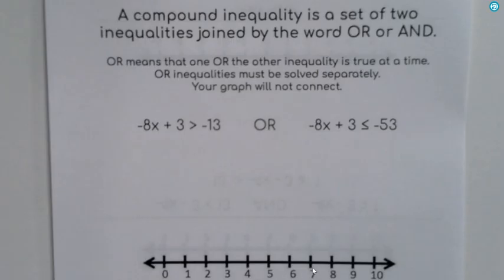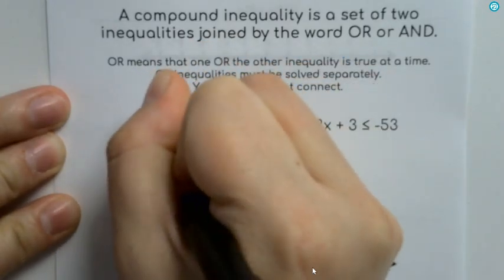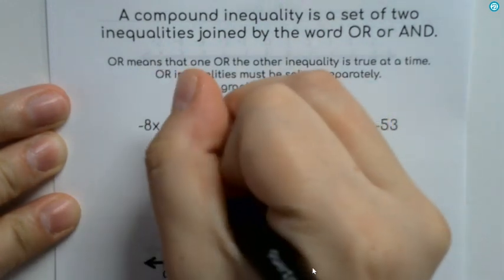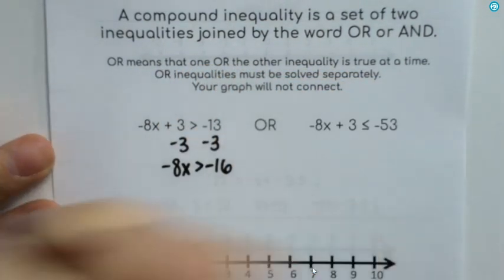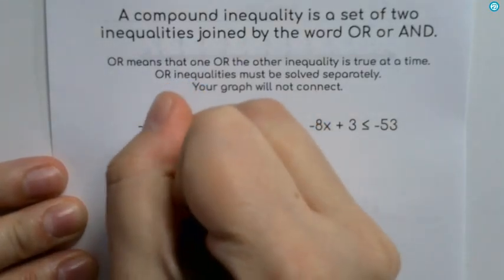We've got negative 8x plus 3 is greater than negative 13. So I'm going to solve this like a normal equation, because normal inequalities get solved like normal equations. I'm going to subtract 3 from both sides. I'll get negative 8x is greater than negative 13 minus 3, which is negative 16. And then to get x by itself, I will need to divide by negative 8.